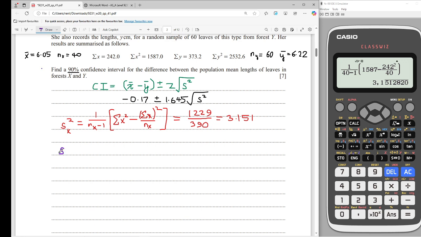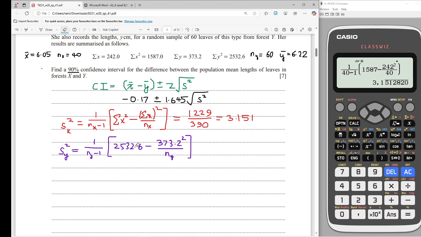S2y uses the same logic except we use different values. So S2y equals 1 by the number of terms of y minus 1, and we multiply this whole with the sum of y squared, which is 2532.6, and we subtract that with our sum of y whole squared, so 373.2 whole squared, and then we divide that whole by the number of y terms we have, so ny, and yes, that is our equation.